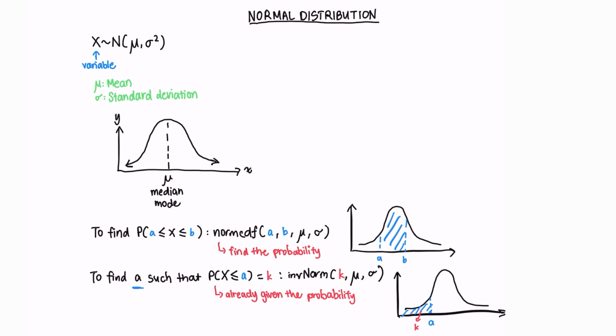Now for the next one, we want to find A such that the probability that x is less than or equal to A equals k. What this is trying to say is that if we're given this area coming in from the left, which we know as k, we can figure out the value of A on the x-axis. So if we take the inverse norm of k, and then we add our parameters mu and sigma, this will give us our value of A. So if we are given the probability and we want to find this value A on the x-axis, then we have to use inverse norm.